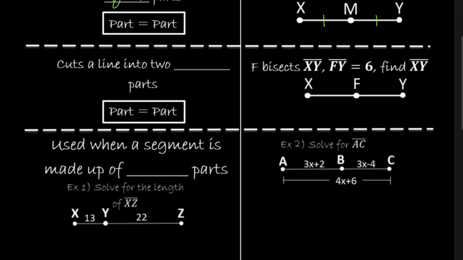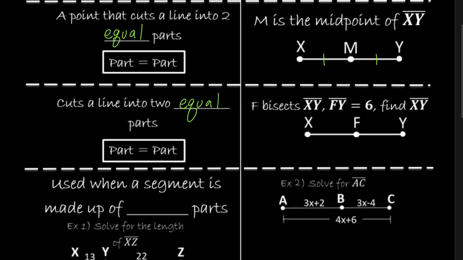Next, we have bisect. What does bi mean? What does sect mean? Sect, when it's in a word, means cut. So to bisect something, what do you think that means? Cut into two parts. Cut into two equal parts. So here, it cuts a line into two equal parts.